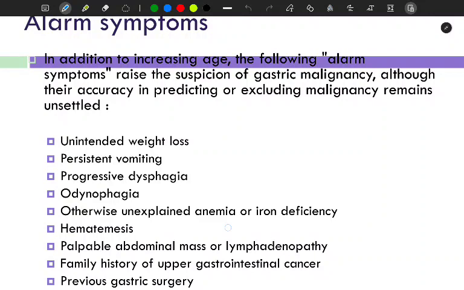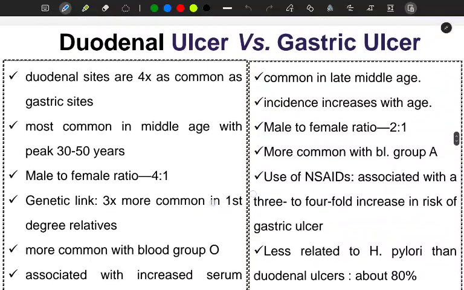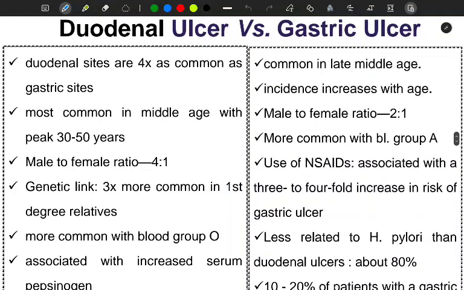Hematemesis, palpable abdominal mass or lymphadenopathy, you start thinking about malignancy. Family history of upper GI tract cancers, previous gastric surgeries, because at the site of the anastomosis ulcers are more likely to develop, or sometimes cancers. And jaundice, whenever there is jaundice, this is an alarming feature, for a tumor or something obstructing the ampulla in the second part of the duodenum. Next, duodenal ulcers and gastric ulcers. Duodenal ulcers are 4 times more common than gastric ulcers. Most common in middle age, 30 to 50, and the male to female ratio is higher in males.